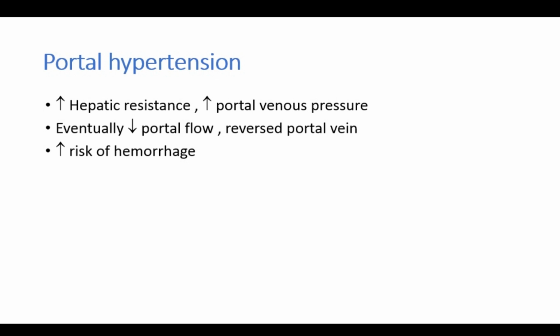For example, normally the portal blood flows toward the liver. But when it's reversed, in cirrhosis it goes away from the liver. Flow toward the liver is called hepatopetal, and flow away from the liver is called hepatofugal. So it becomes reversed, away from the liver.